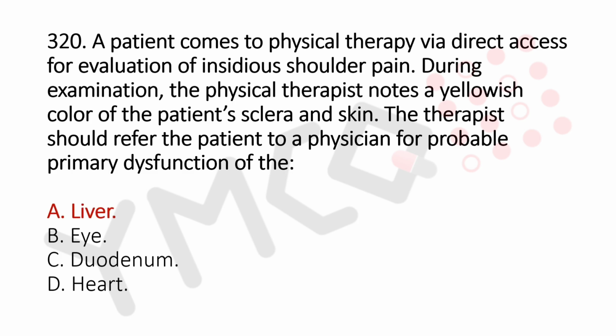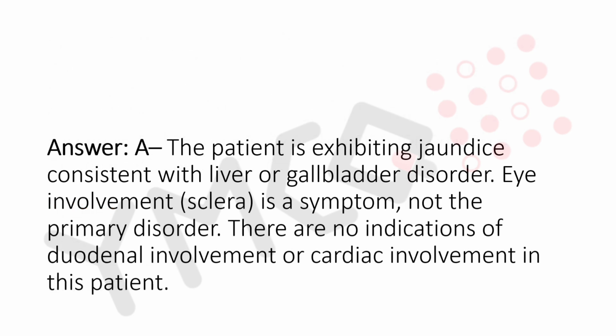Option A, liver. Explanation for this question is: the patient is exhibiting jaundice consistent with liver or gallbladder disorder. Eye involvement, sclera, is a symptom, not the primary disorder. There are no indications of duodenal involvement or cardiac involvement in this patient.